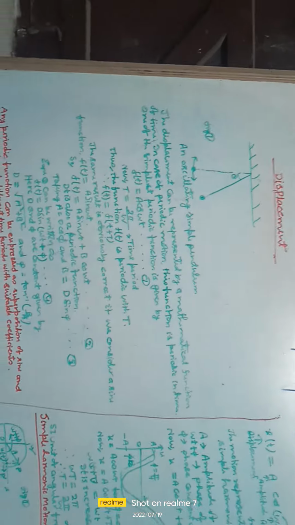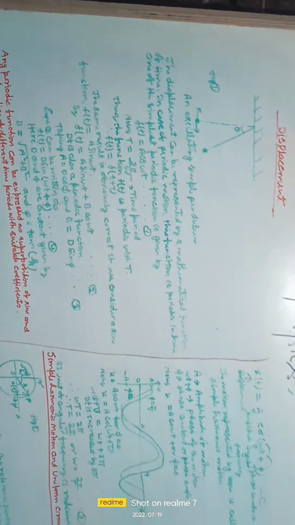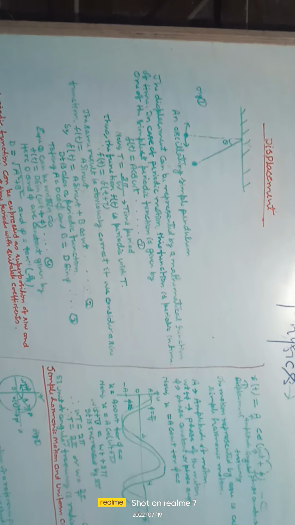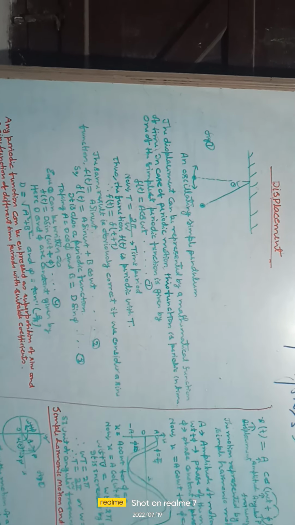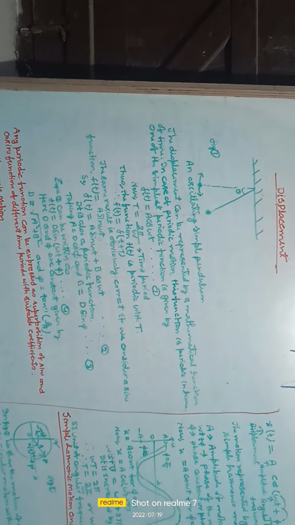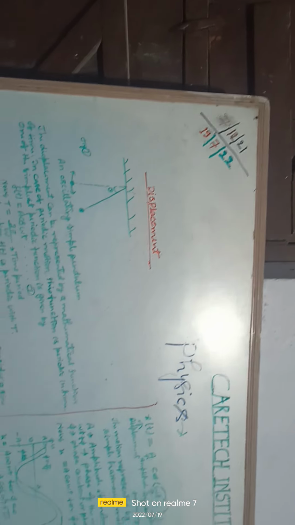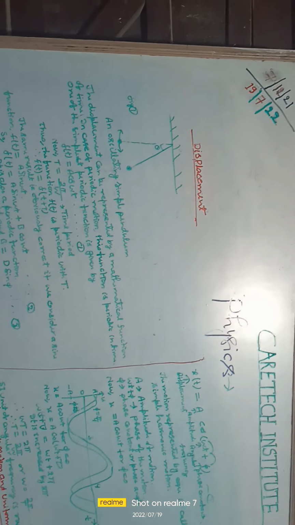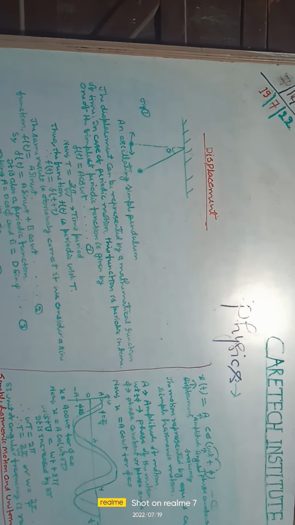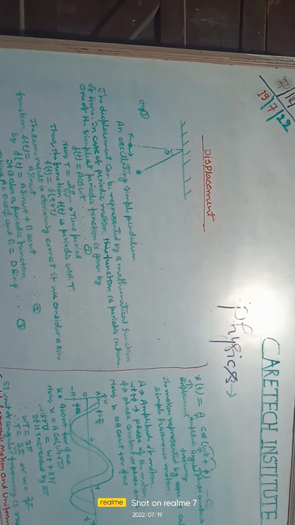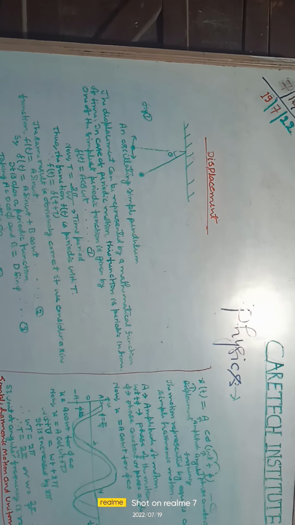Today, in the displacement article of sound, we have shown the figure for a simple pendulum. The displacement can be represented by a mathematical function of time. In case of periodic motion, this function is periodic in time.